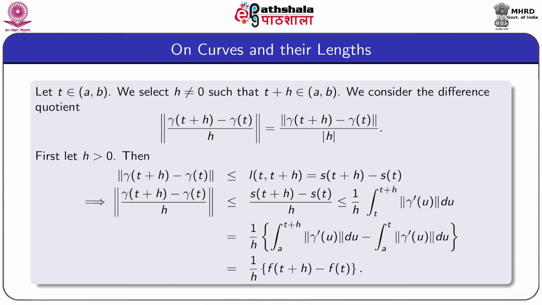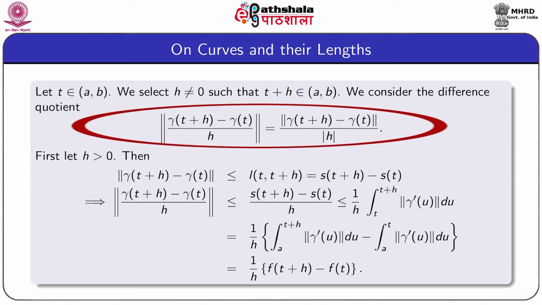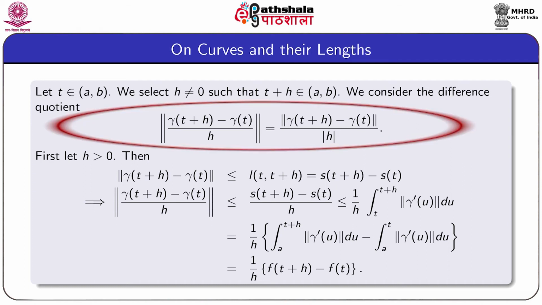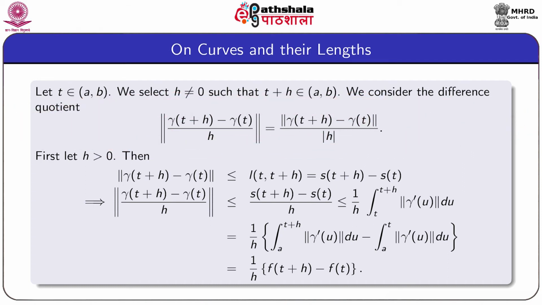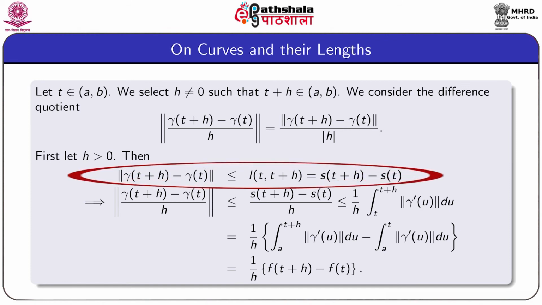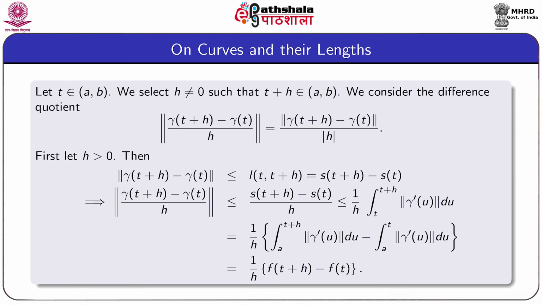Let t belong to the open interval (a, b). We select non-zero h such that t plus h is also a member of the open interval (a, b). Now we consider the difference quotient, the norm of gamma(t+h) minus gamma(t) divided by h, which is the norm of gamma(t+h) minus gamma(t) divided by the modulus of h. First, let h be positive. Then the norm of gamma(t+h) minus gamma(t) is less than or equal to L(t, t+h), which equals S(t+h) minus S(t).